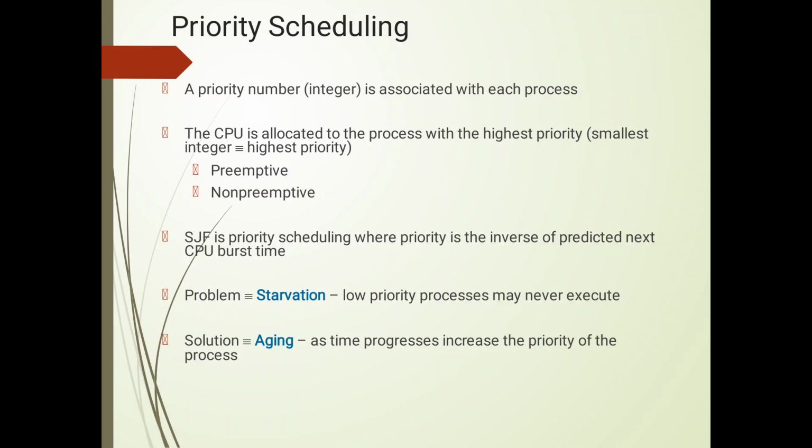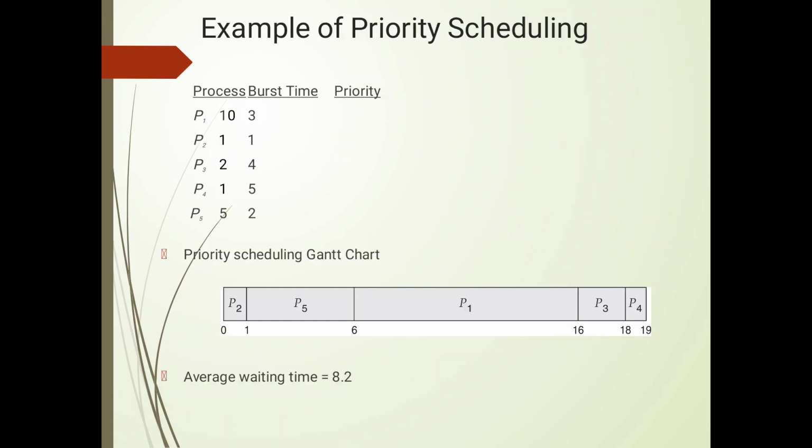Then priority scheduling. A priority number is associated with each process. The CPU is allocated to the process with the highest priority. It can be preemptive or non-preemptive. SJF is a priority scheduling where the priority is the inverse of the predicted next CPU burst time.